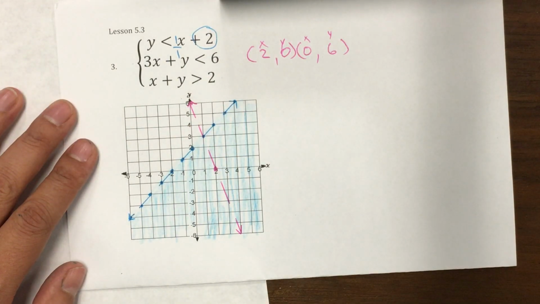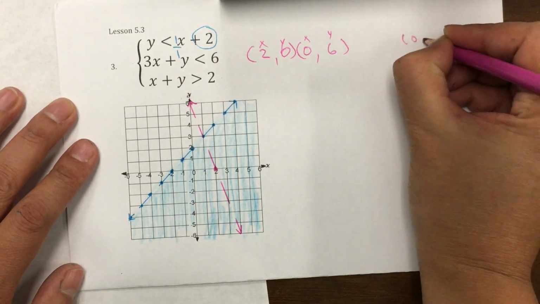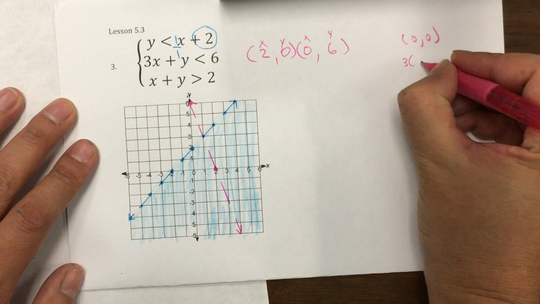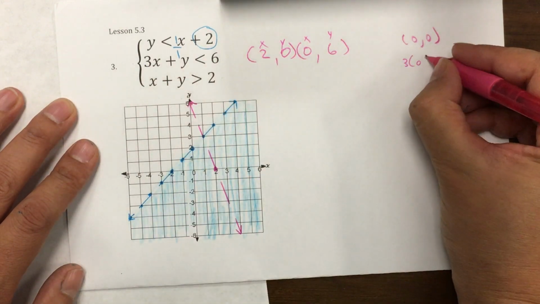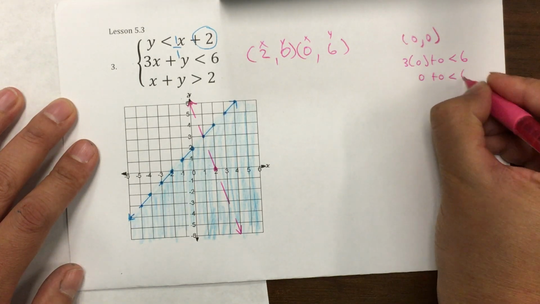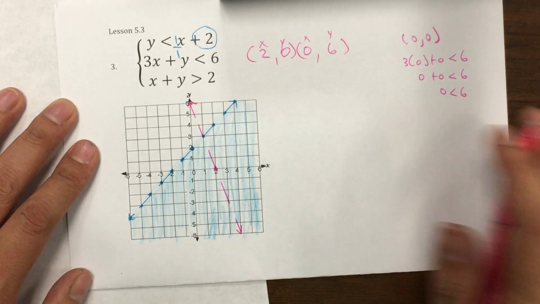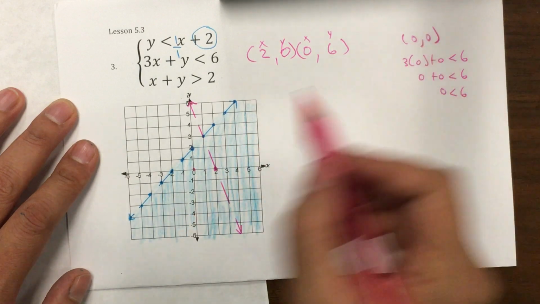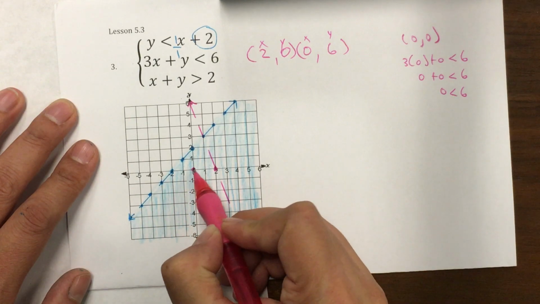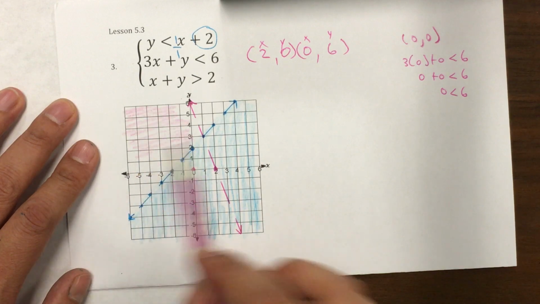And my shading will be, since I don't have my y by itself, I'm going to have to do the testing point. Okay? And so it's going to be 3 times 0 plus 0 is less than 6. 0 plus 0 is less than 6. 0 is less than 6. Yes, it is true. That's for this point, so this point is a true answer. So my shade will be on that side of this true point. And so my shading will be in here.